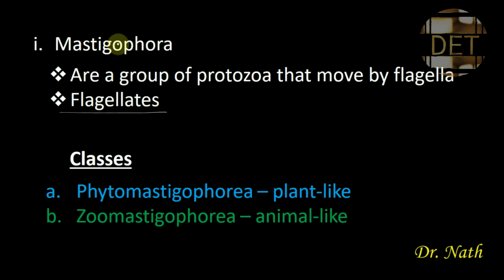This subphylum is divided into 2 major classes: the Phytomastigophora, which are plant-like, and the Zoomastigophora, which are animal-like. When you see the word phyto, we're referring to plant. Zoo is for animal. So Phytomastigophora, plants that have flagella. Zoomastigophora, animals that have flagella, or that move with the help of a flagella.